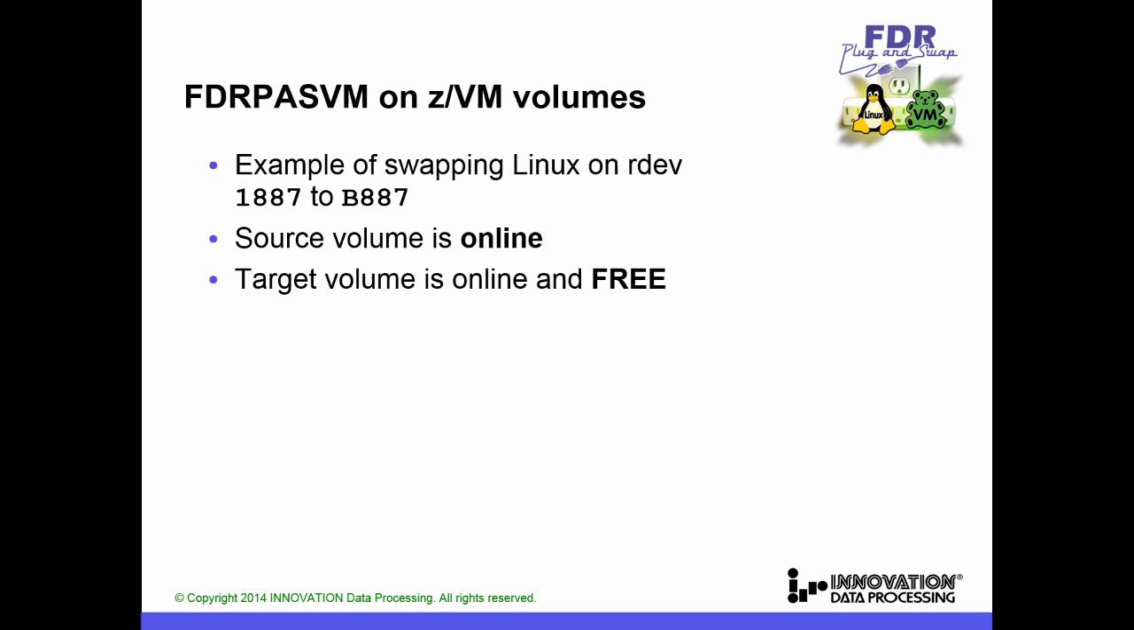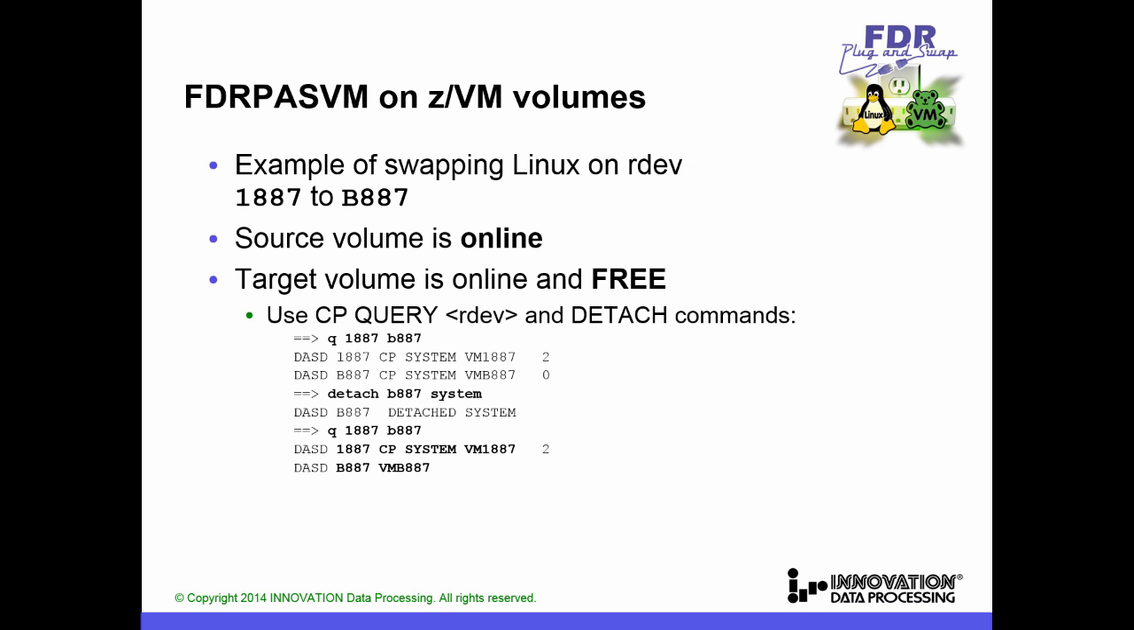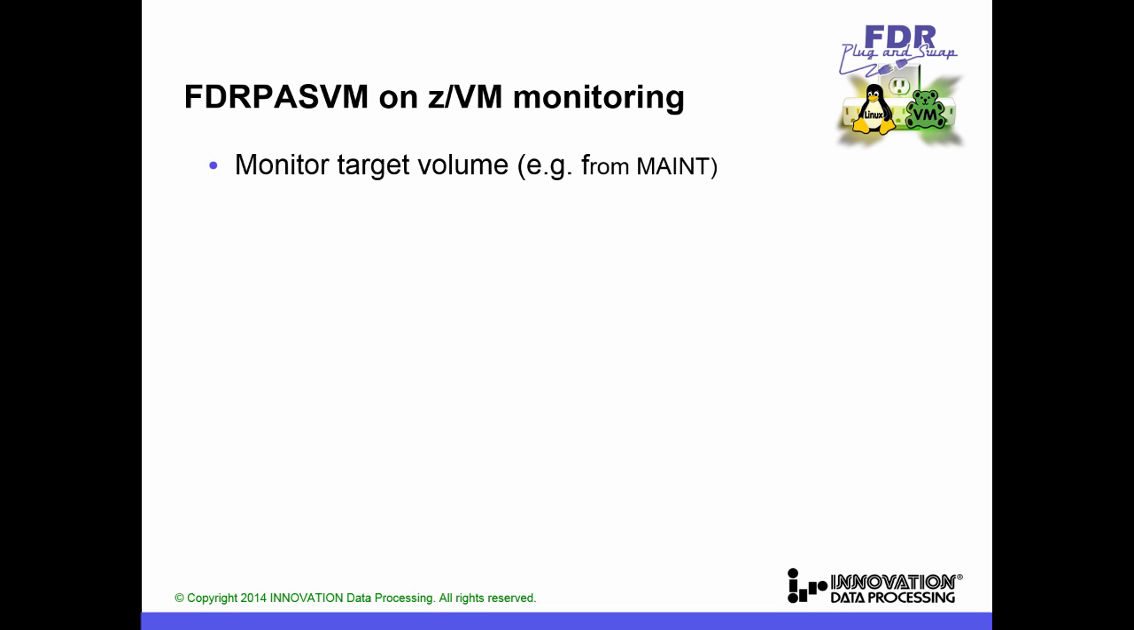All right, so here's an example of swapping RDEV 1887 to Bravo 887. So we check if the source volume is online and the target is online and free, and here they're both attached to SYSTEM. Okay, so we detach Bravo 887 from SYSTEM and we query it again, and that's really free, right? If you did QUERY DASD FREE, you would see that Bravo 887 is in there.